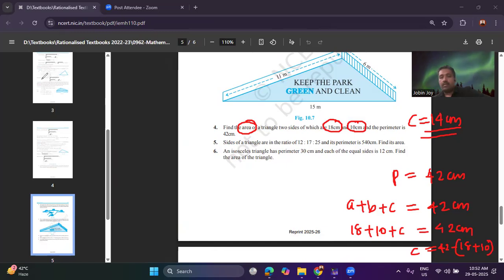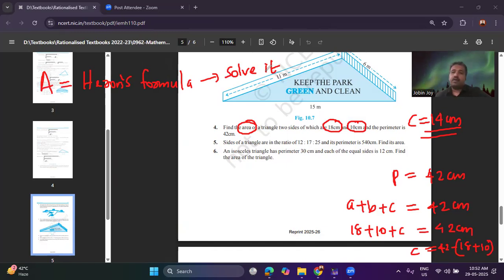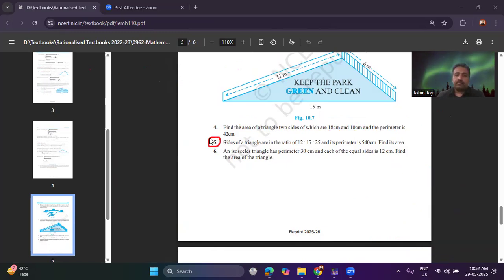So the third side will be 14 centimeter. Then write Heron's formula for area and solve it. Very simple. Area is root of S into S minus A into S minus B into S minus C, and solve it. You will get the answer. Then question number 5. The same problem we already solved.